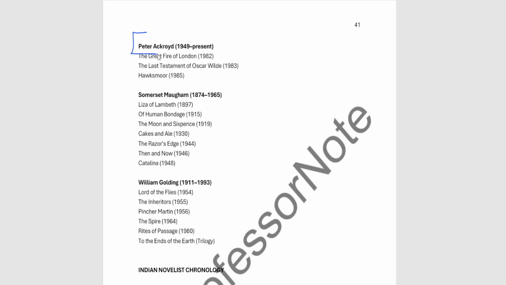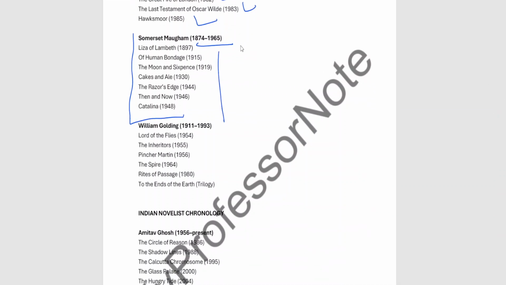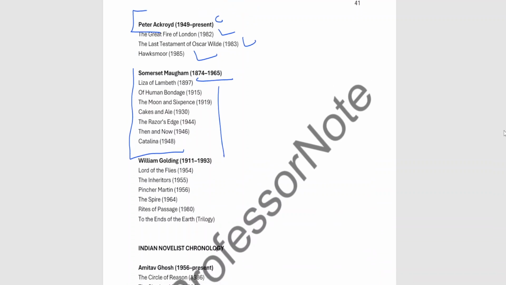Here is an example of the writer, their date of birth, and then the important works. Somerset Maugham, his date of birth, and then his works, because questions are also asked on the date of birth of the writer, where you have to put them into chronological order. And then we have the works. You have to put them in order according to their publication dates.